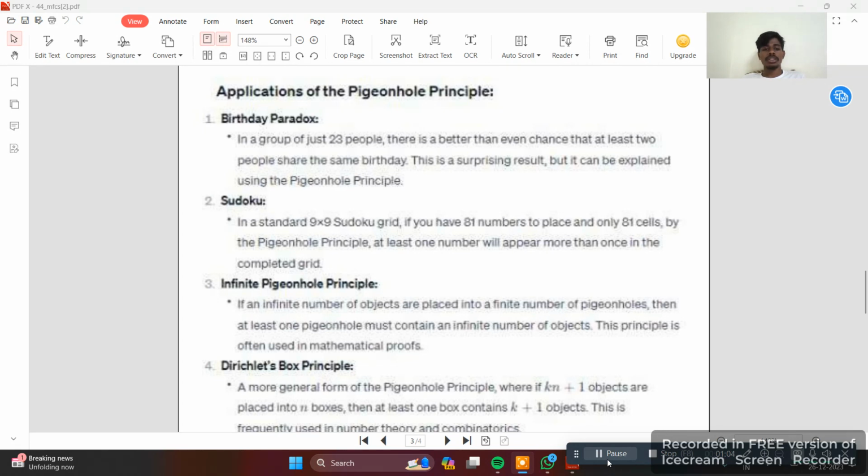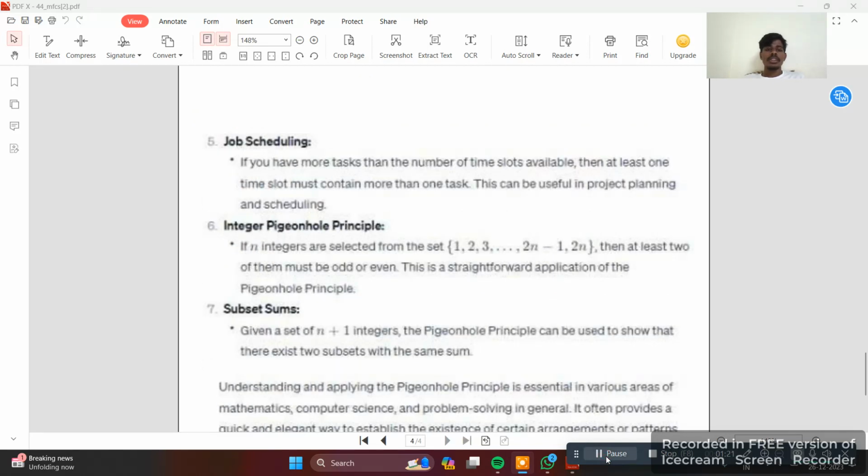Infinite pigeonholes. If an infinite number of objects are placed into a finite number of pigeonholes, then at least one pigeonhole must contain an infinite number of objects. This principle is often used in mathematical proofs. Job scheduling. If you have more tasks than the number of time slots available, then at least one time slot must contain more than one task. This can be used in project planning schedules.